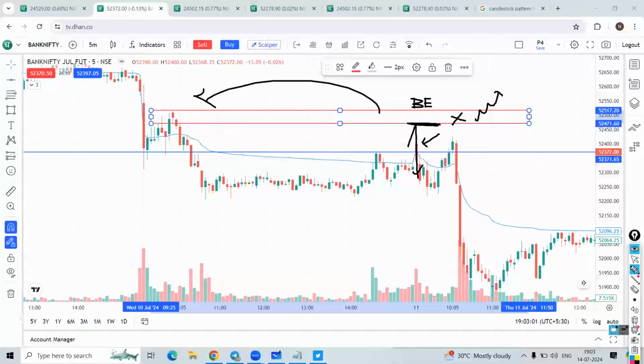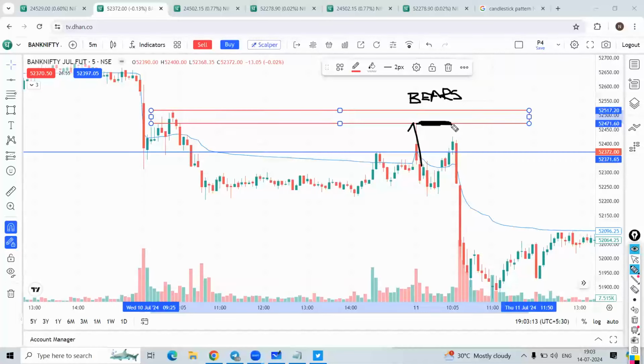So basically, I have two pieces of information. Price is rejecting. That means bears are trying to come. The next thing I have information on: until the high of this candle is not crossing, I am not in an urgency to take any aggressive bullish trade. Clear enough? I have two clear, bold pieces of information.